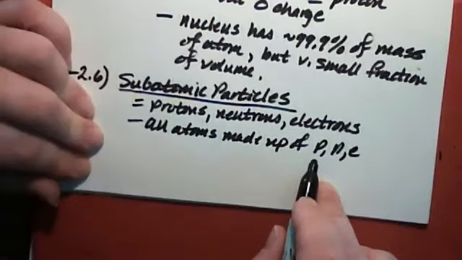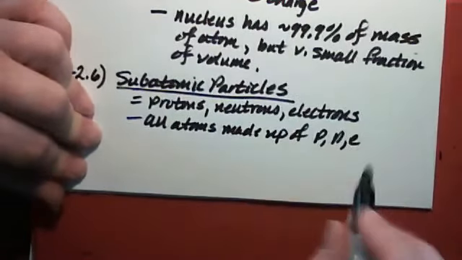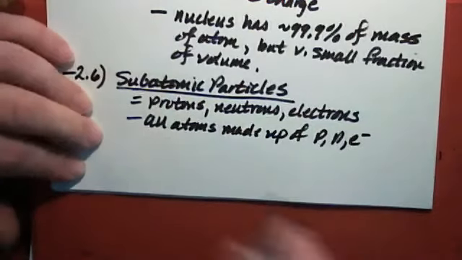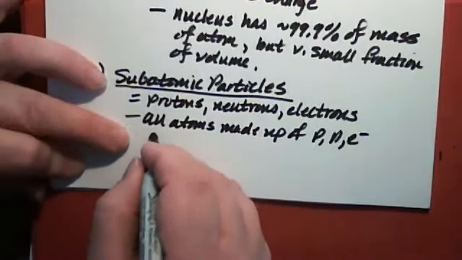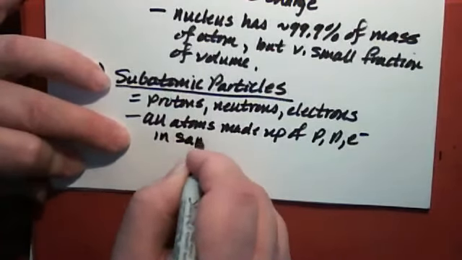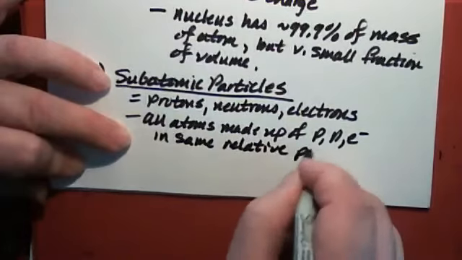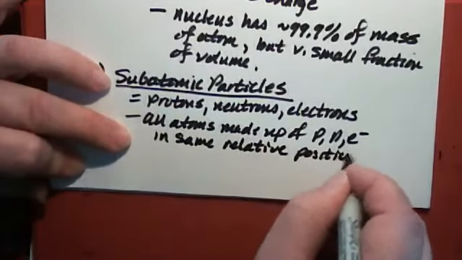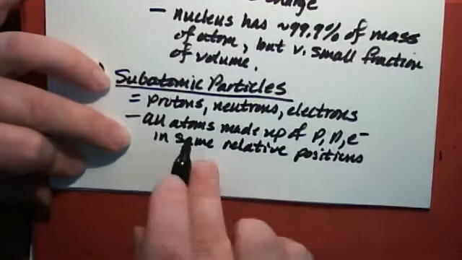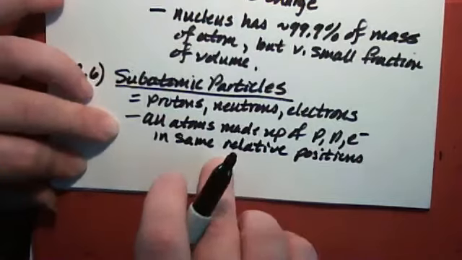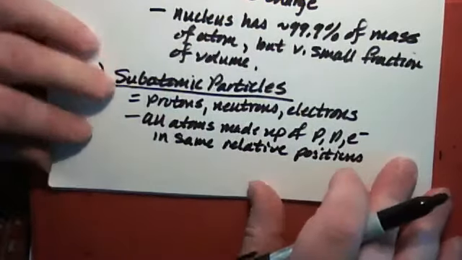And as abbreviations, I'm just sometimes going to use P for protons, N for neutrons, and E minus for electrons. So all atoms, as it turns out, are made up of protons, neutrons, and electrons. And they're always in the same relative positions. So protons and neutrons in the nucleus and electrons around the nucleus.